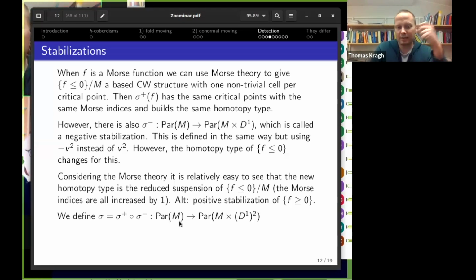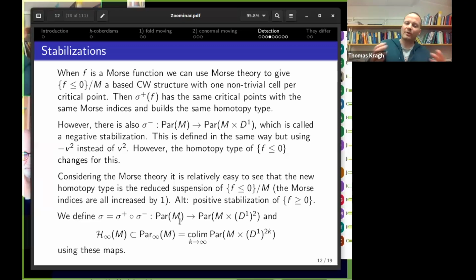Okay, but in any case, we define a map from partitions of M into twice stabilized partitions by doing both. This is also standard for generating functions. If you want to stabilize them, you add a quadratic form with both a positive and negative term, and then you do that many times. You kind of need to do that to be able to work with them.